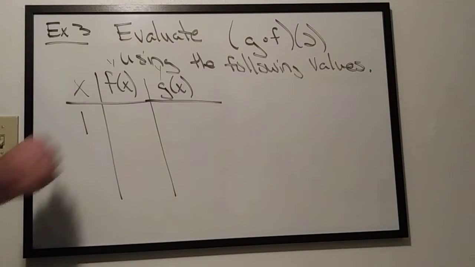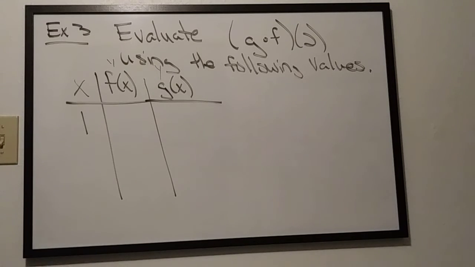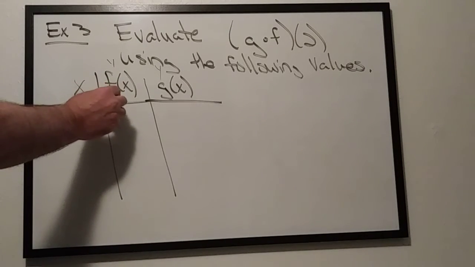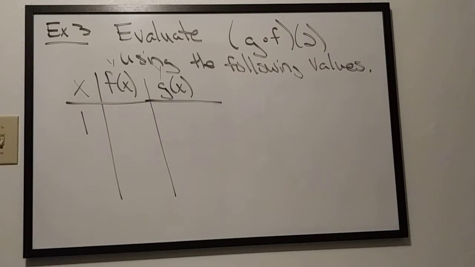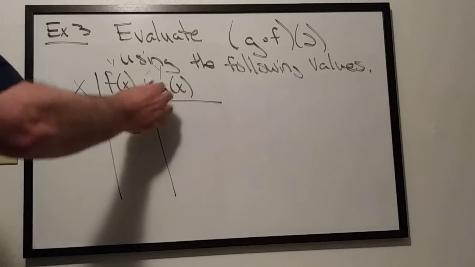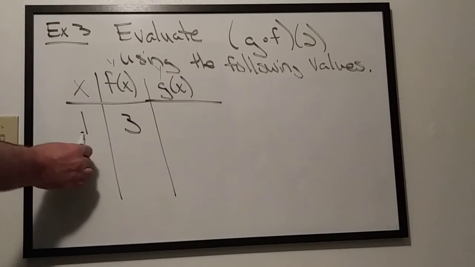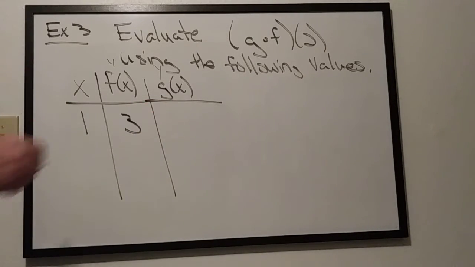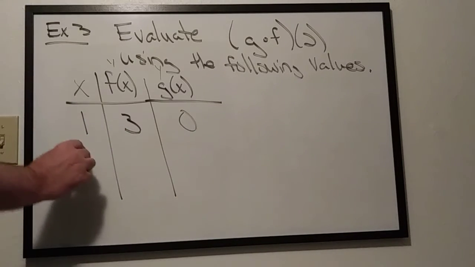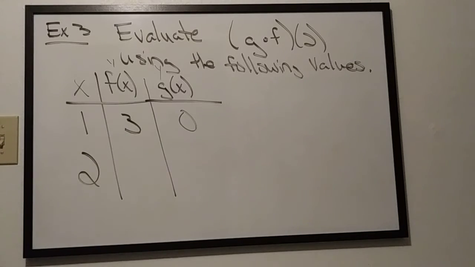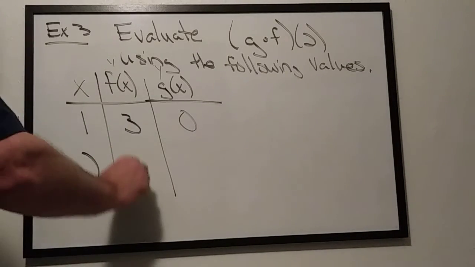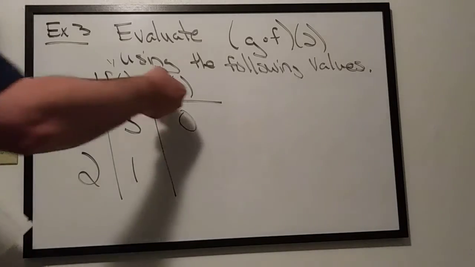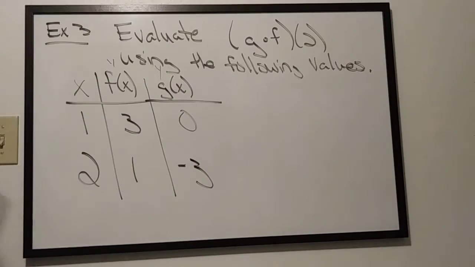So if I tell you that the X value is 1, then over here I can write down F of 1. Well, F of 1 is going to be the number 3. And then here, once again, this is another Y, but my X is still 1. So this is G of 1, and G of 1 is going to be the number 0. Well, I'm also going to have another row. So let's have another X value, 2. I'm going to plug that X value of 2 into my function F, and I get the number 1. Plug that X value of 2 into the function G, and I get the number negative 3.